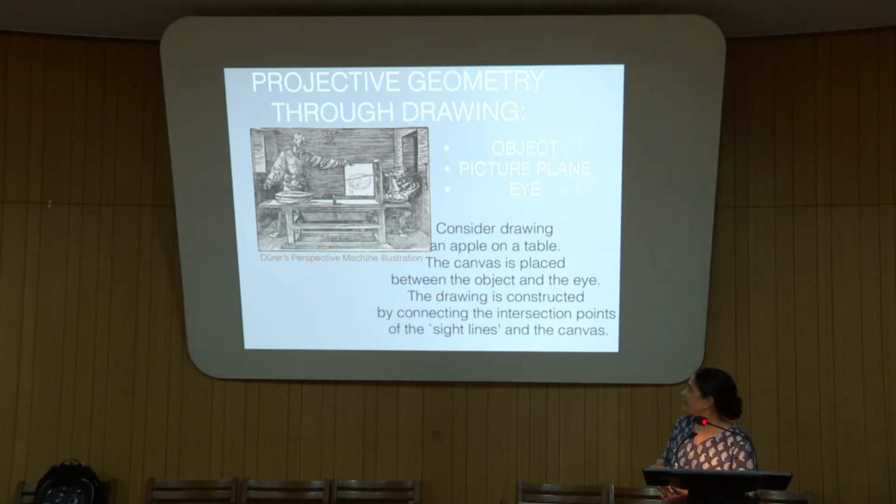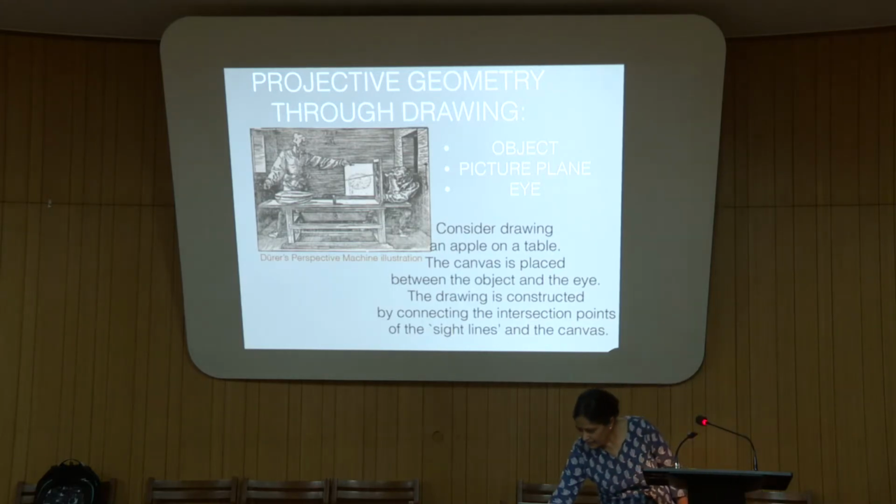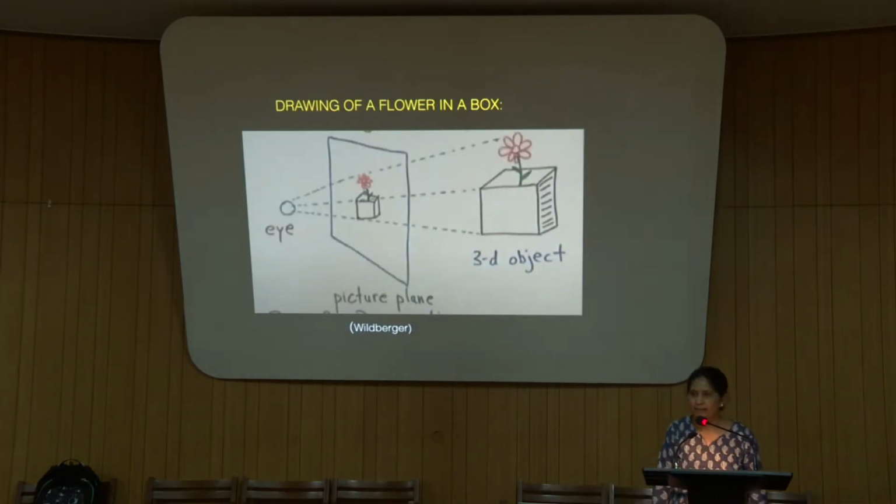And the drawing is constructed by connecting the intersection points of the sight lines and the canvas. What are sight lines? The sight lines are the lines joining the eye to the object. So I'll clarify it better. This clarifies what I'm trying to say.